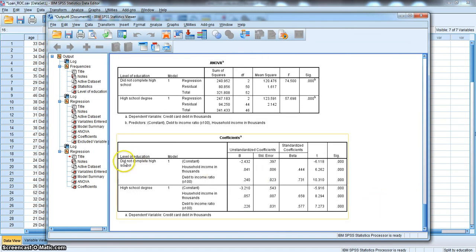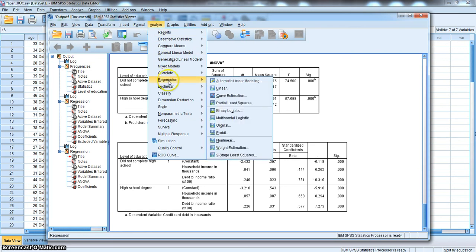Alright, so this is for did not complete, and this is for did complete. And then you've got the effects right here. So separately, you can see whether or not each covariate is a predictor of credit card debt in thousands at each level of education. So here's a t-statistic, the p-value, and it looks like everything is consistent. So we have effects for both predictors here when they didn't complete high school, and we have effects for both predictors here when they did complete high school, which means that homogeneity of regression is retained. We did not violate that, which basically means we can run the analysis.